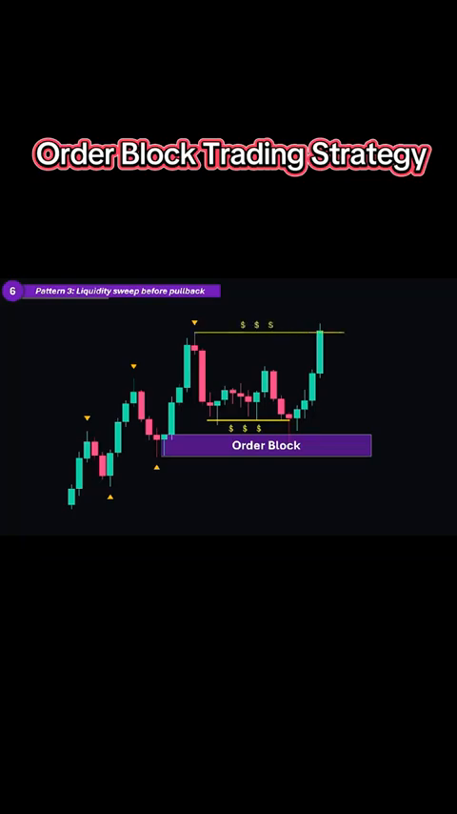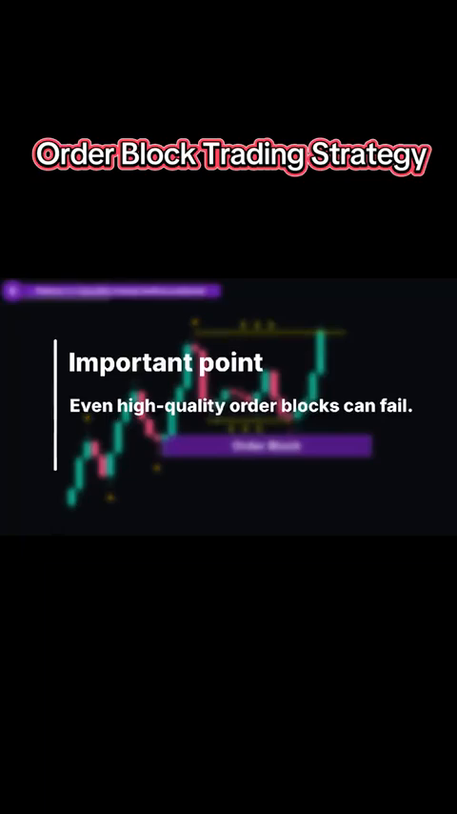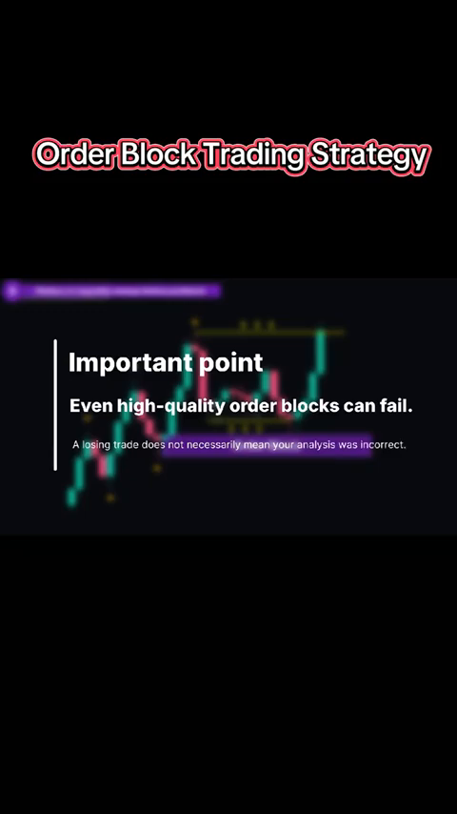But here is an important point. Even high-quality order blocks can fail. A losing trade does not necessarily mean your analysis was incorrect. Even the best strategies in the world only provide a small edge over the market.